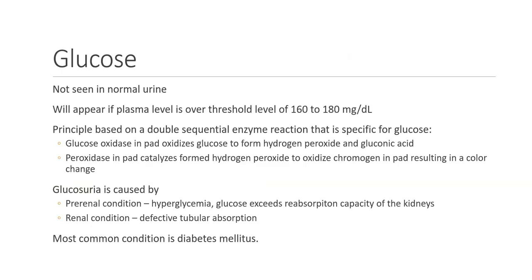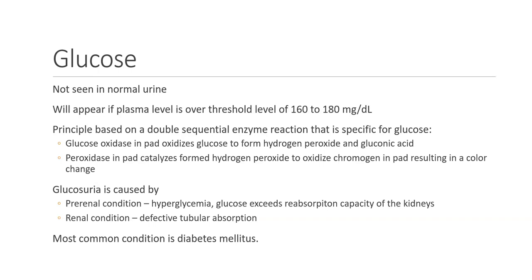You should not see glucose in normal urine. It will appear if plasma level is over the renal threshold of 160 to 180 milligrams per deciliter. Your body just gives up. It says there's just too much glucose here. It's going to spill over into the urine.